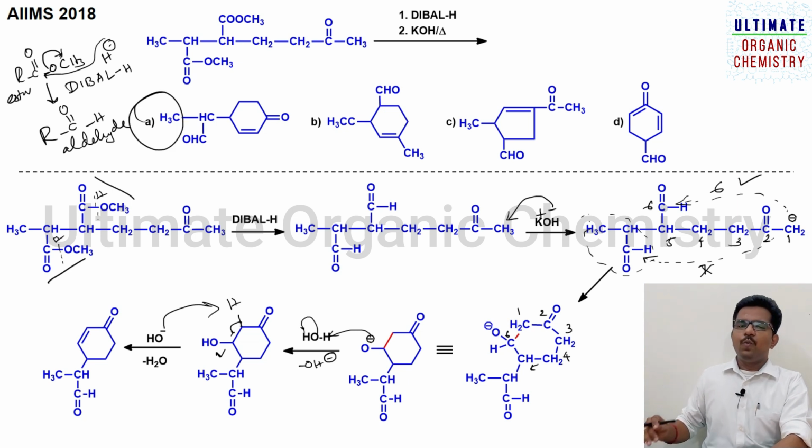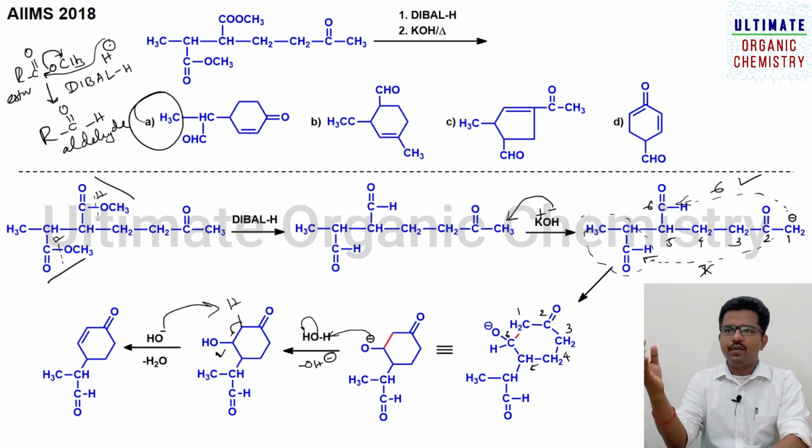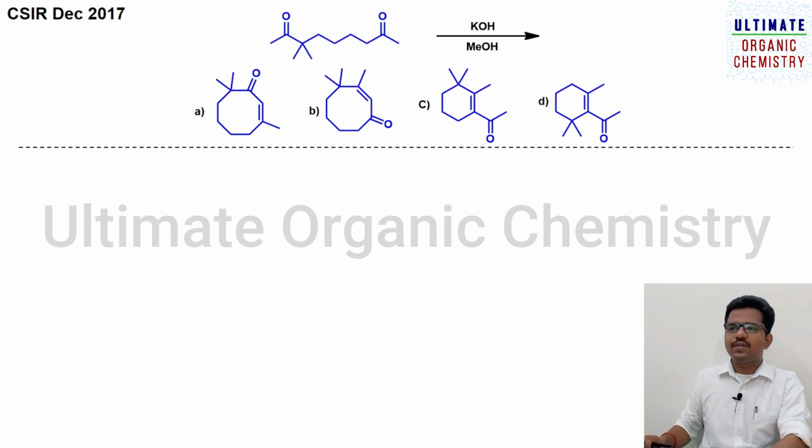So we'll go to the final one, which is the advanced level. I believe this is also advanced level only, and I'll go to the other one, which is CSIR 2017 December. So you are given a molecule like this, and it is treated with potassium hydroxide and methanol as a solvent. So you have 4 options where you have 2 8-member ring and 2 6-member ring product formation.